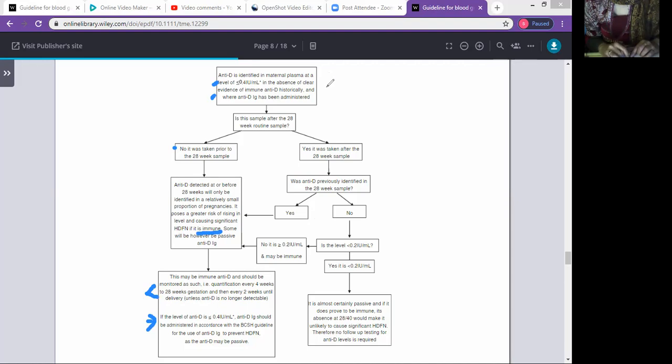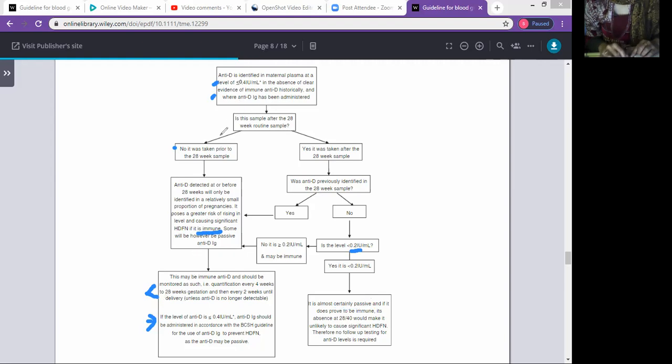Now, if we don't have any documented history of anti-D being administered, and if the sample is taken after 28 weeks of gestation, and anti-D had not been previously identified in an earlier sample, and just after 28 weeks the value comes out positive, and the level is also less than 0.2 international units per ml, then it is certainly passive. This guidance says that it is certainly passive.